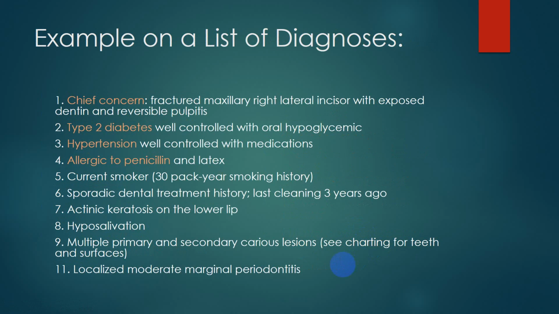Okay, here is an example of a list of diagnoses, what we also call the problem list. For a chief complaint, let us take this example: fractured maxillary right lateral incisor with exposed dentine and reversible pulpitis. This is the diagnosis of the chief complaint. Then we go to the medical history. Our patient has type 2 diabetes, well controlled with oral hypoglycemics. Or you can say type 1 diabetes, insulin dependent, poorly controlled, hemoglobin A1C 11. Okay, another disease for this patient, hypertension, well controlled.